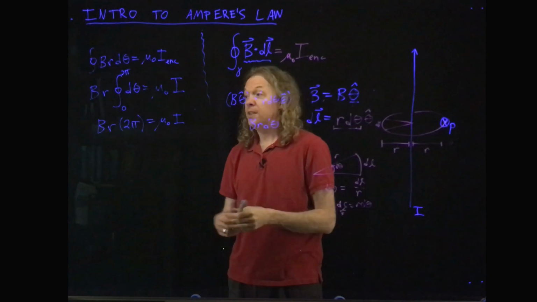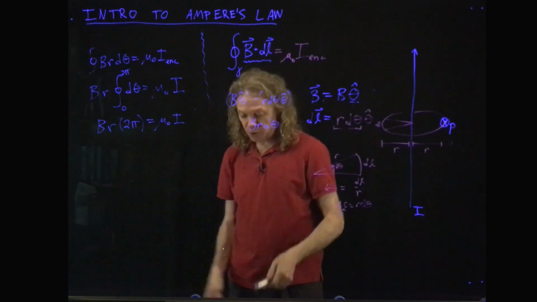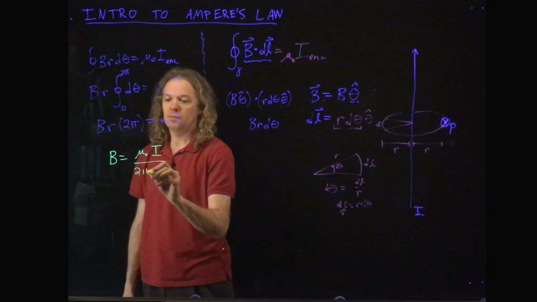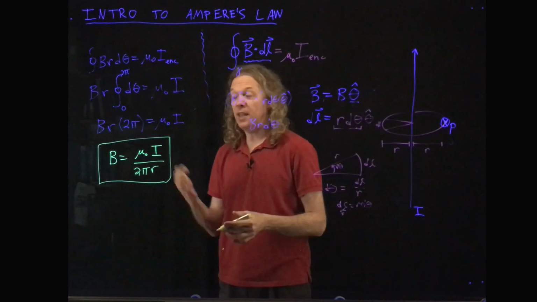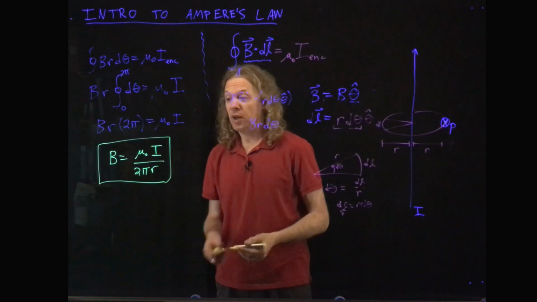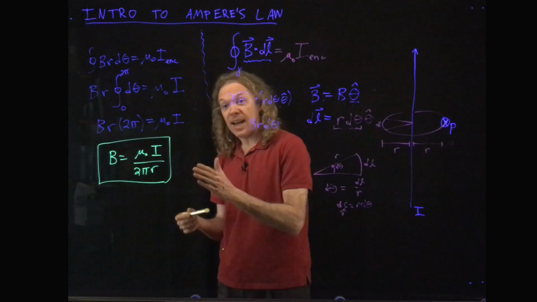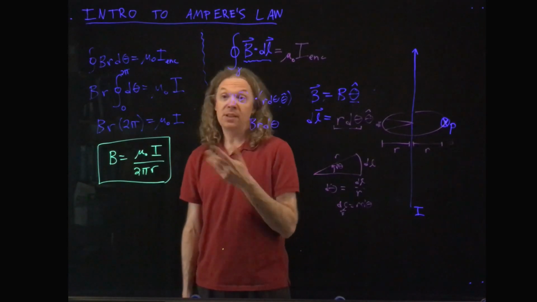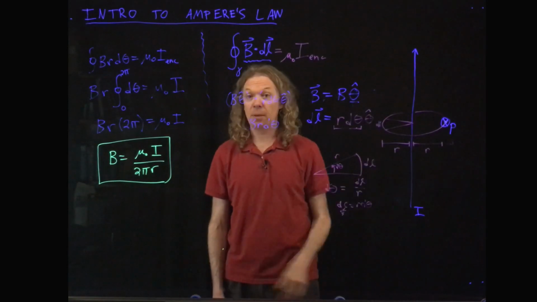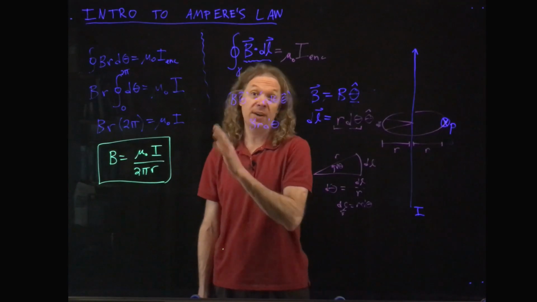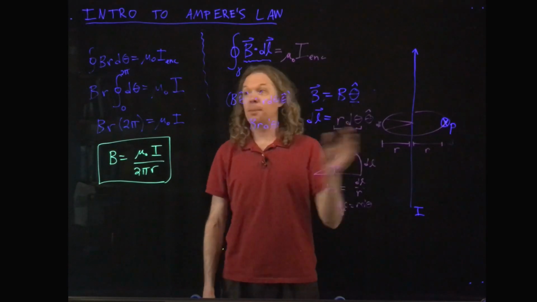Finally, we want to find the field. We want to find B, so divide by 2 pi r. And there you go. That's the magnetic field from a long straight wire. Now, if you notice, this is the exact same answer we got when we did the Biot-Savart law for this long straight wire. But remember, the Biot-Savart law took us like 45 minutes to get this answer. So Ampere's law is way faster.